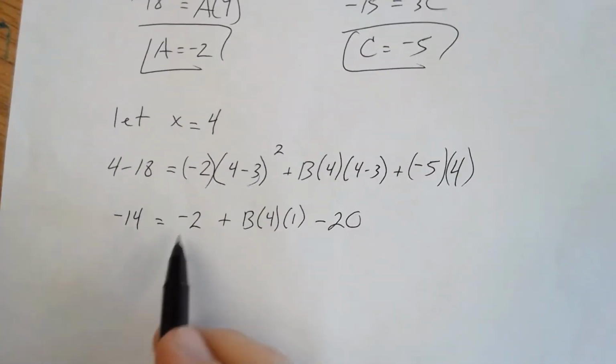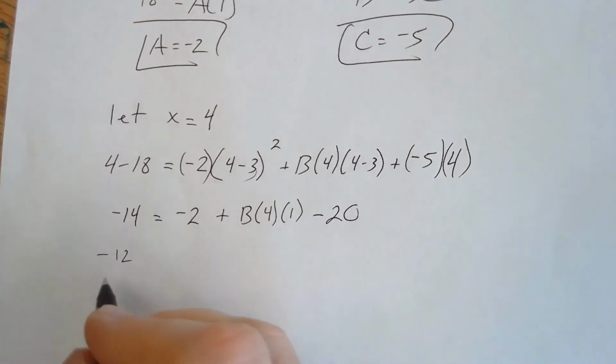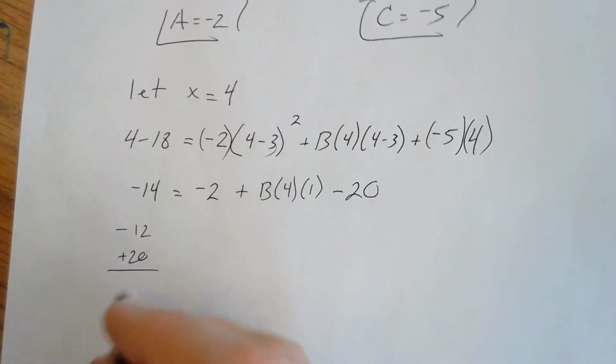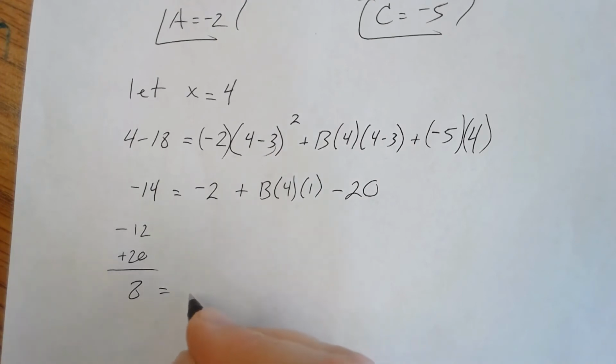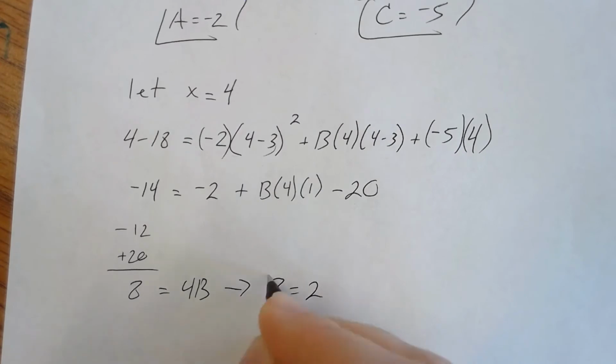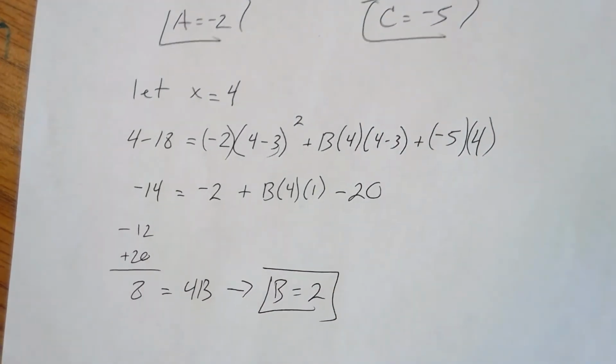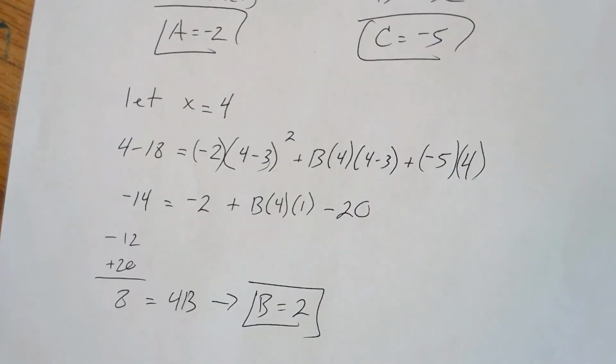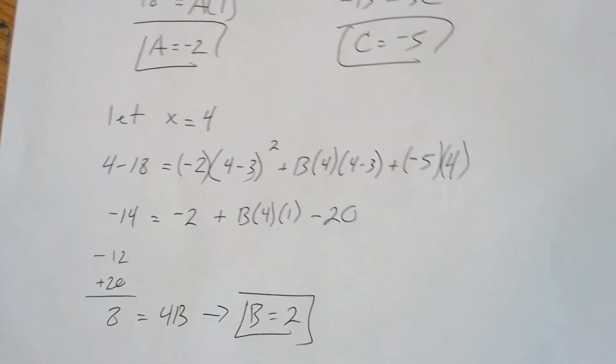So now I'm going to go ahead and add the 2, giving me negative 12. I'm going to add the 20, getting me a positive 8, and positive 8 is supposed to be equal to 4b. In this case, my b is going to be equal to a value of 2. And you'll notice that this does allow me to find all 3 values by manipulating what I choose for x.